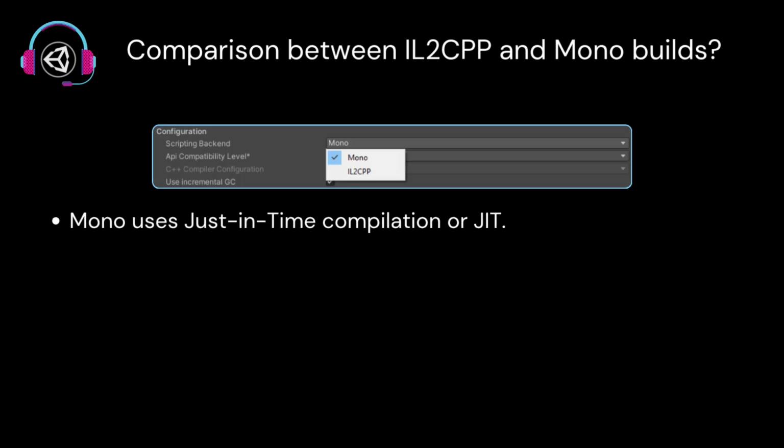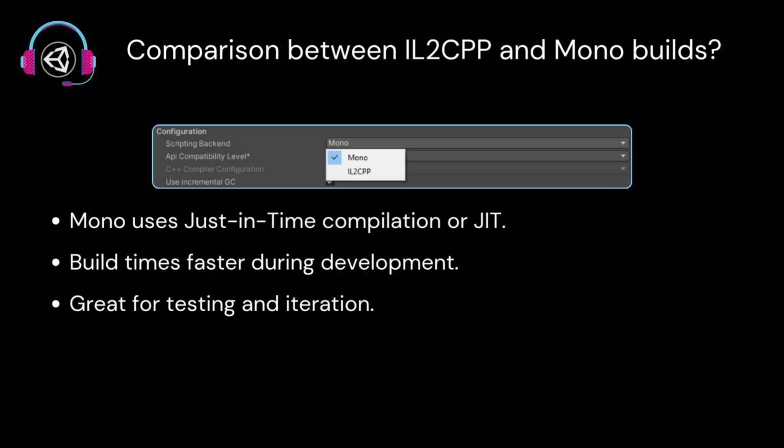Mono uses just-in-time compilation or JIT, meaning your code is compiled while the game is running on the user's device. This makes build time faster during development, which is great for testing and iteration.